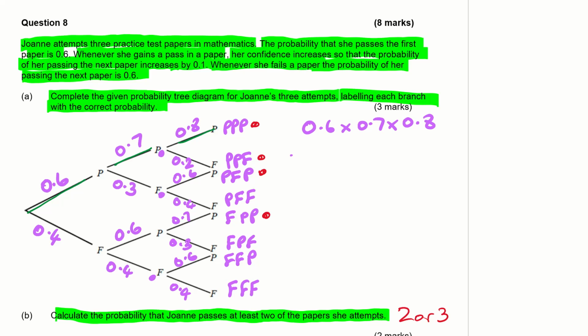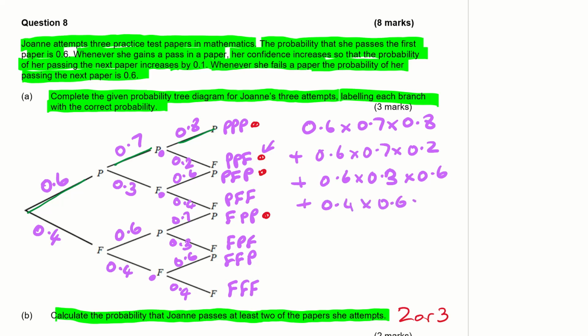And then we're going to add that to, so we need to get to here on the diagram, which is 0.6 times 0.7 times 0.2. And then the next one is going to be 0.6 times 0.3 times 0.6. And finally, we're going to have 0.4 times 0.6 times 0.7, and we just need to calculate. And that gives us 0.696.